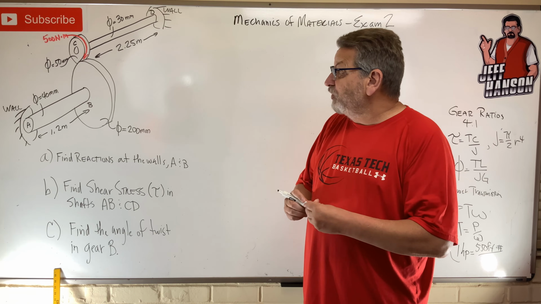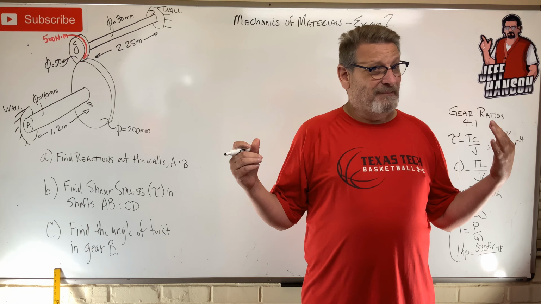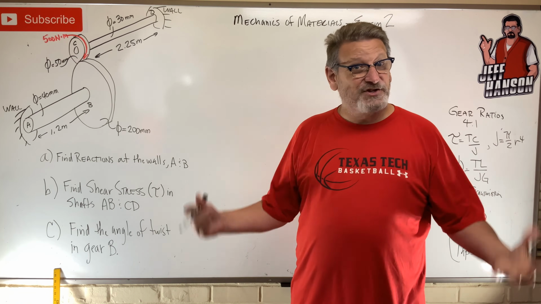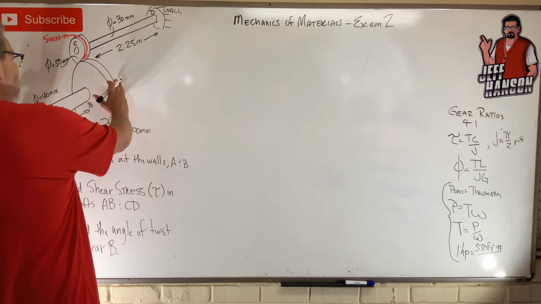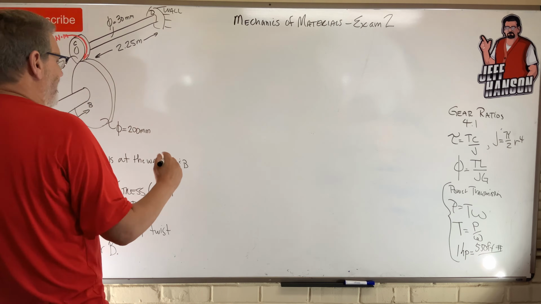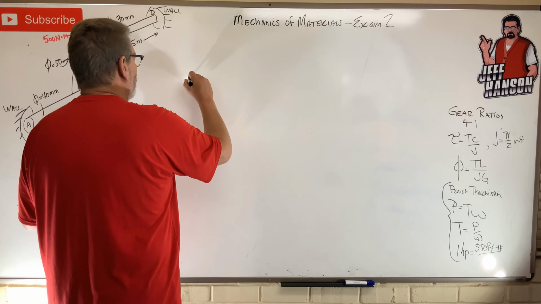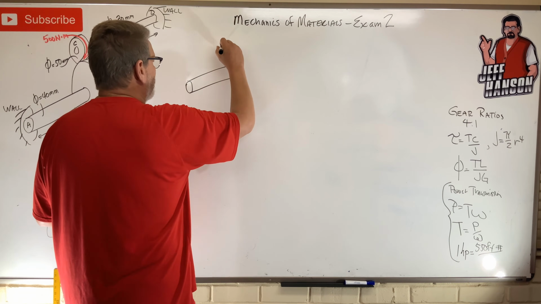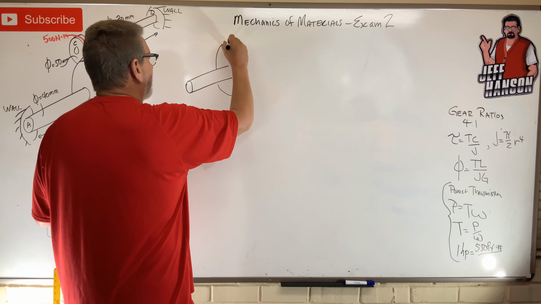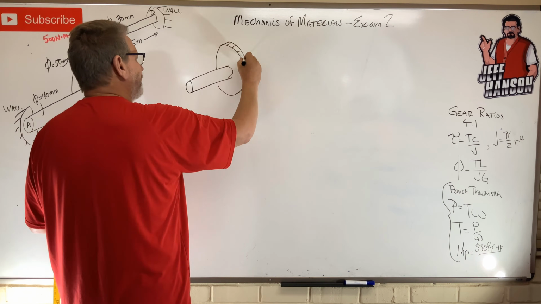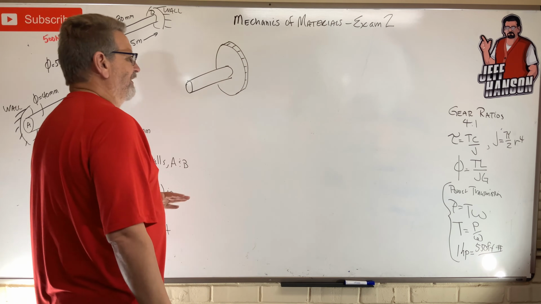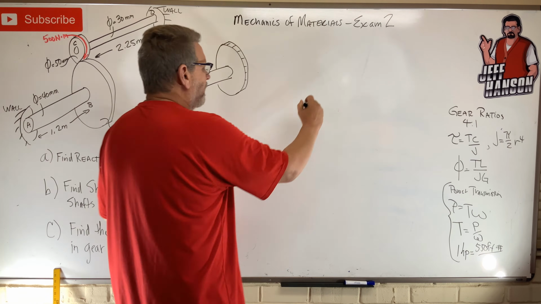Now, I want to start this problem off, just like all good problems, with a good old-fashioned free body diagram. I'm going to draw a free body of this shaft, and then one of that shaft, okay? So, big gear first. Yes, I didn't put teeth on my gear, so just get over it, okay? Really. I mean, serious.